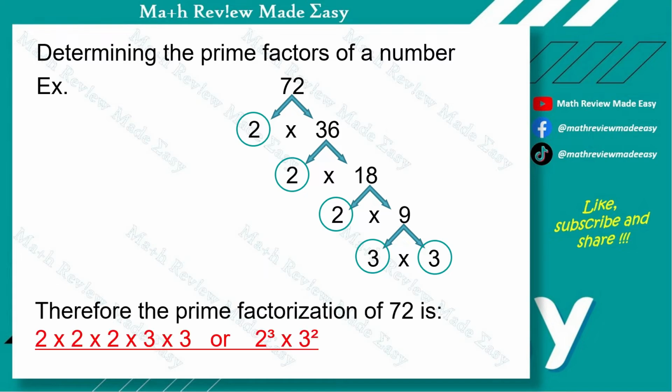So, ang prime factorization ng 72 is 2 times 2 times 2 times 3 times 3, or 2 raised to the third power multiplied by 3 raised to the second power. So, ganyan ang prime factorization.